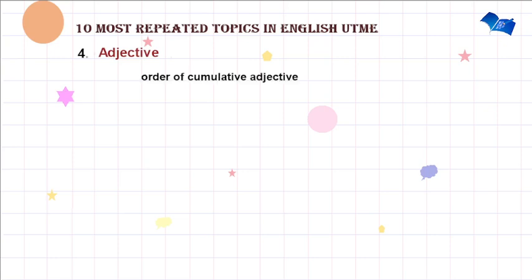Adjective is another thing you need to note. Order of cumulative adjectives is very important to do well in this topic. Next is synonyms. Now, I need to mention this very well. Whenever you hear synonyms, note that it means nearest in meaning, because most people confuse it with antonyms, and if you are confused about it, you will make a lot of mistakes in your English UTME. So whenever you hear synonyms, mark it with nearest in meaning.